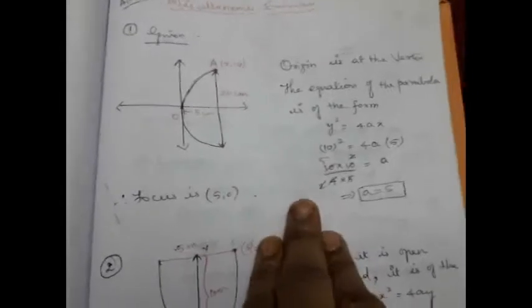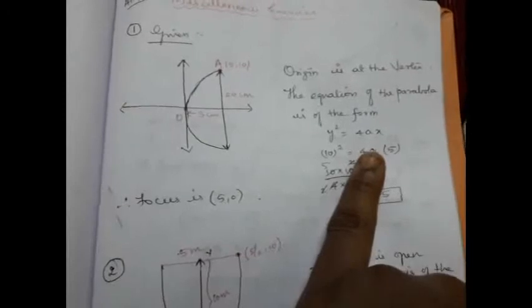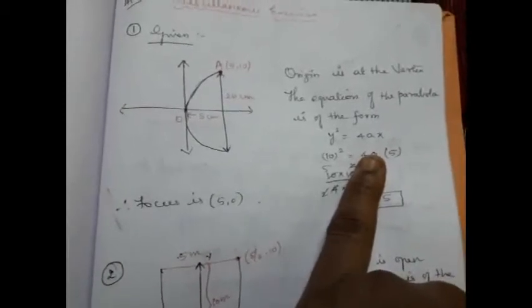As we discussed in this chapter, we are taking all the conic sections with the vertex at the origin, right? So the origin is at the vertex, and it is given that it is 5 centimeter deep and its diameter is 20 centimeter. Now it is of the form y square equal to 4ax, right? In general we will go with y square equal to 4ax. Now they asked you to find the focus.